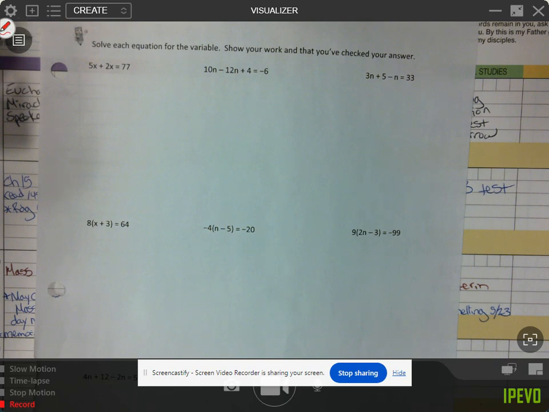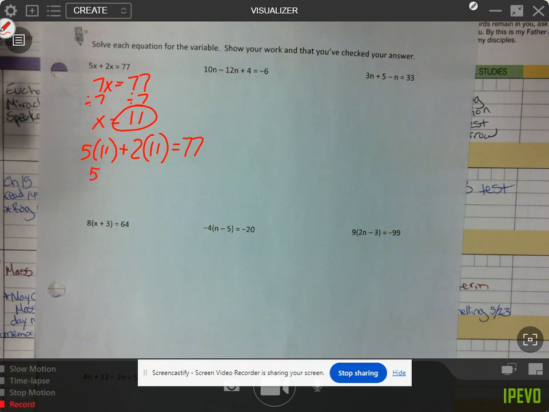So what that would look like: 5x plus 2x is 7x equals 77. Divide by 7, and I get x equals 11. So I'm going to plug that 11 in and say 5 times 11 plus 2 times 11 equals 77. So this is 55 plus 22 equals 77. And I'm showing that 77 really does equal 77. That is showing your work and checking your answer. I circled my answer so I know where it is in that whole mess of writing.